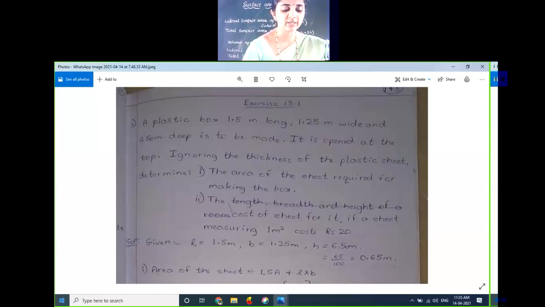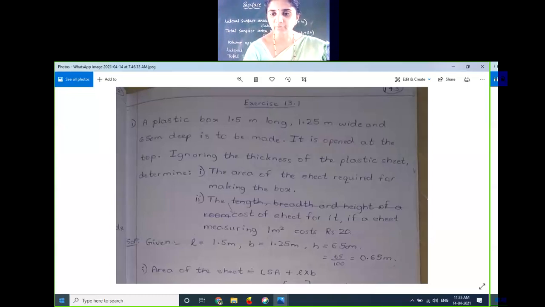First, the area of the sheet required for making the box. Second, the cost of the sheet for it, if a sheet measuring 1 meter square costs 20 rupees. Then we have to find out the total amount for the box preparation.